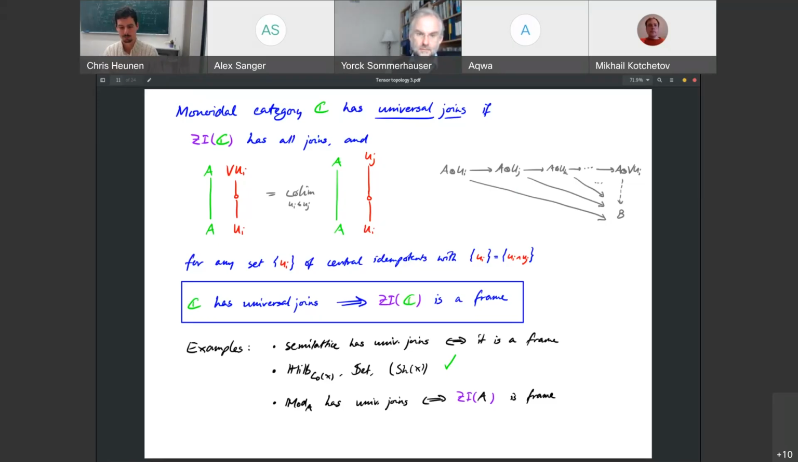Well, what do these joins look like if it is a frame? If Z of A is already a frame. I guess then you know that the intersection of two central idempotents is their multiplication. So I guess that means that the infinite intersection of an infinite bunch of them is some sort of limit of finitary multiplications of each of them. And from the infinite intersections, you can probably find their infinite join.